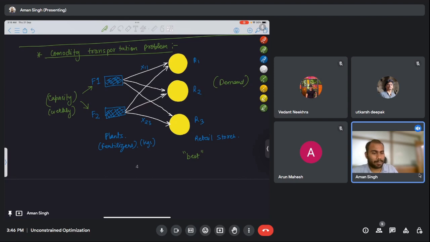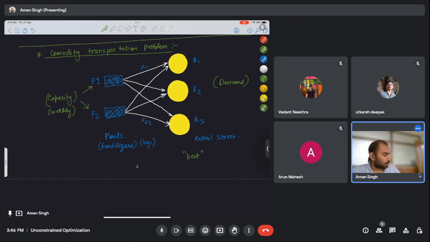So we have to define that best. Maybe going from F1 to R1 the roads are not good, so the cost will be high. Let's say F2 to R3 is very close, so that cost will be low. So what should be the commodity transfer such that the retailers suffice their demands, it does not overflow the capacity of each factory, and also the cost is minimum. This is a very interesting problem to solve, and we'll try to formulate it later in the lecture.